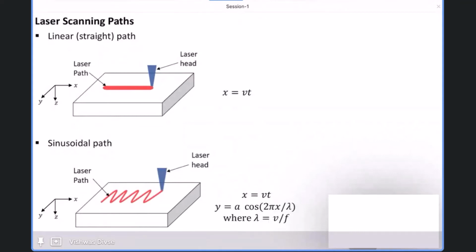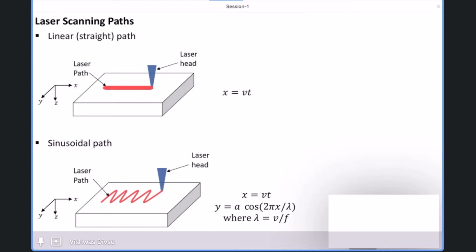So now one more important aspect. If the laser heat source is moving, it can move in any path. Again, the user will decide what kind of scanning path he wants. The most famous is definitely a straight or linear path.